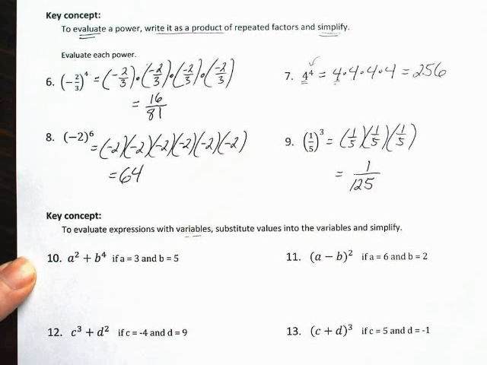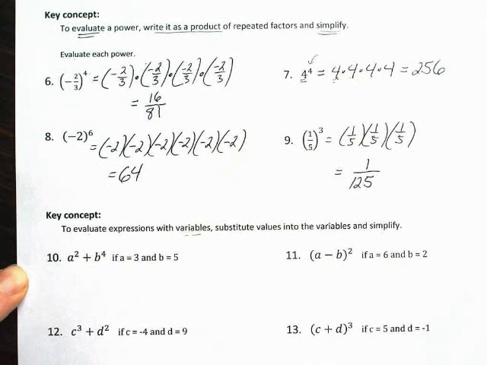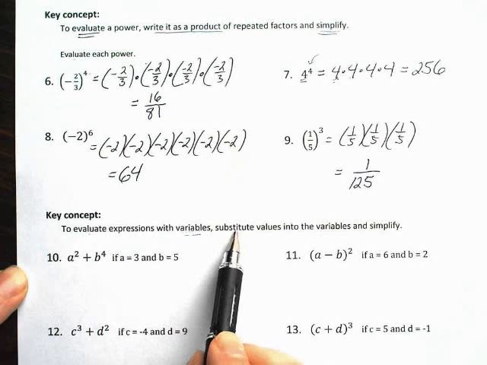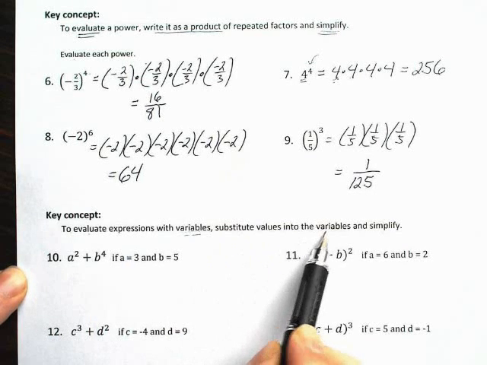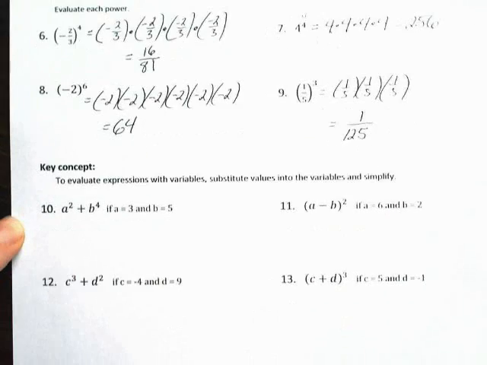What do we do when we have variables and they have exponents? We can still do these problems, and the key concept indicates how. Okay? Substitute values into the variables and then simplify.